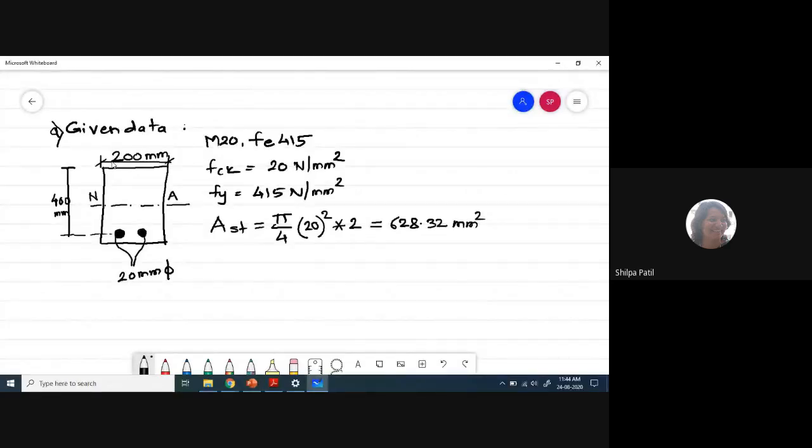Okay, now the first step is to find out the type of the section. For that we have to calculate. Ma'am, why have we multiplied by 2? We are taking both sides, or both rods.